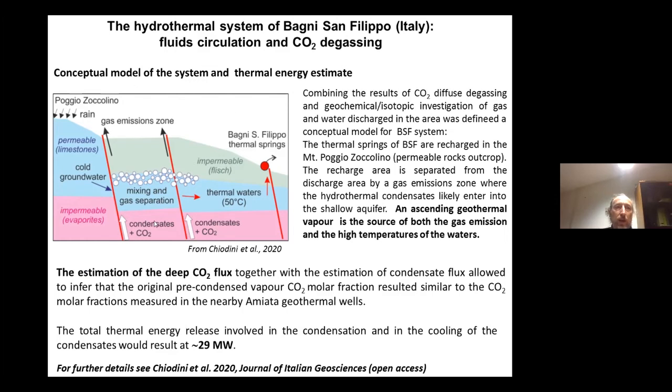And also this data on the total flux are used to compute in some way the thermal energy of this system. And again, using unrealistic values of the estimated carbon dioxide, you may obtain very unrealistic estimates of the thermal energy associated with this geothermal system.